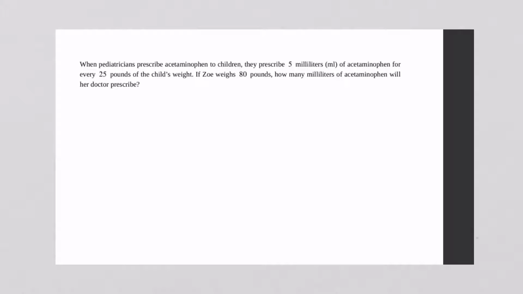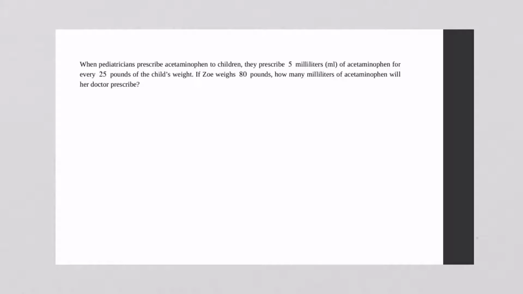Now the reason why we do proportions is for things like this. It's not always clear exactly what we need to do for a recipe, or in this case, for medication. And so we can set up a proportion to solve for something that maybe isn't exactly what's on the recommended dosage on the back of a bottle or something like that.